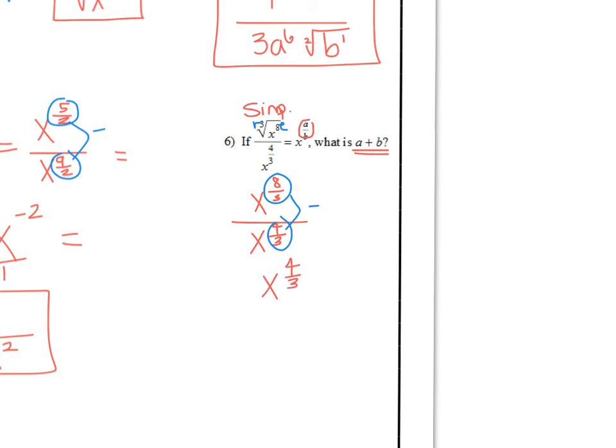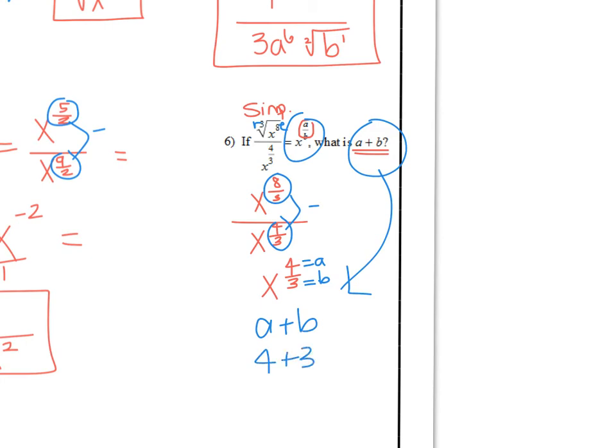So that means that this is a and this is b, according to this format here. So if I'm going to do this last step down here, a plus b is equal to 4 plus 3, which is 7. Okay? All right, flip on over. We're going to just do some explaining of some steps on the next two problems.